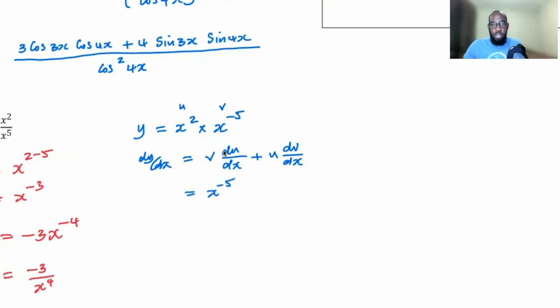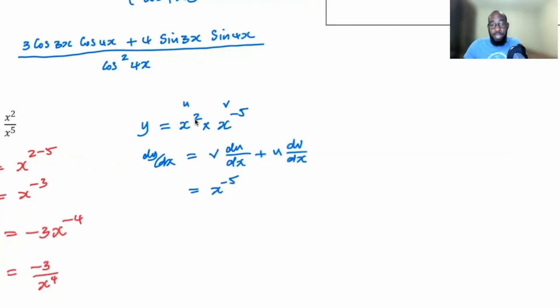If we differentiate u, if I differentiate x squared, I'll get 2x. The differential of x squared is 2x, plus u, which is x squared, and I differentiate v, which is negative 5x to the negative 6. So if I differentiate v, negative 5 by 1 is negative 5x to the negative 6, negative 5 minus 1 is negative 6. And I simplify.